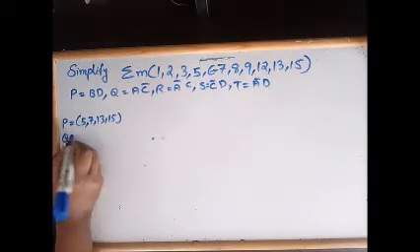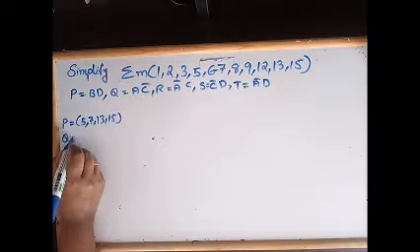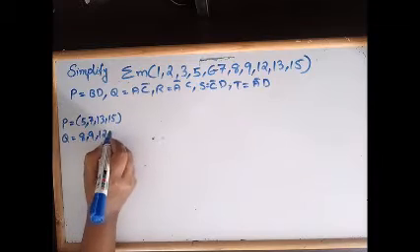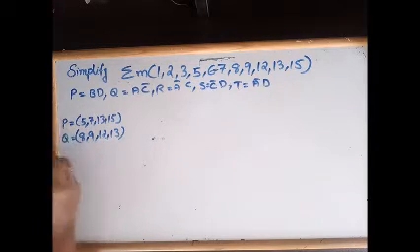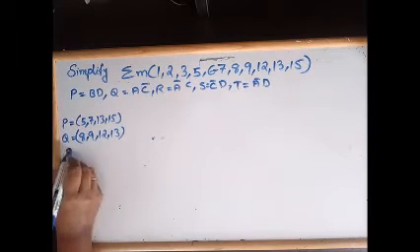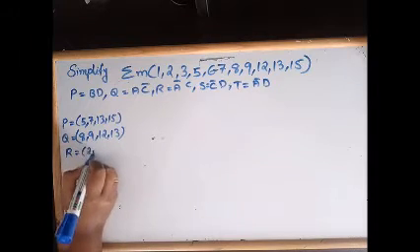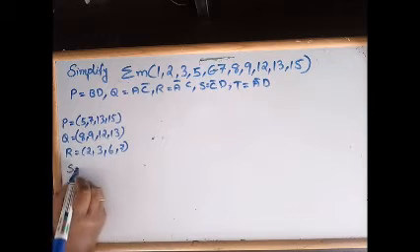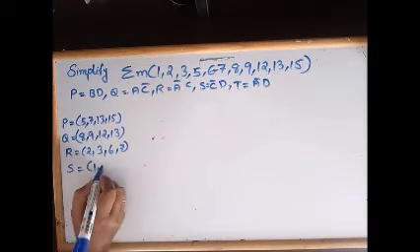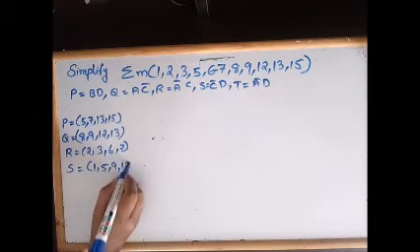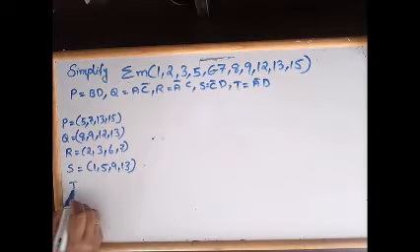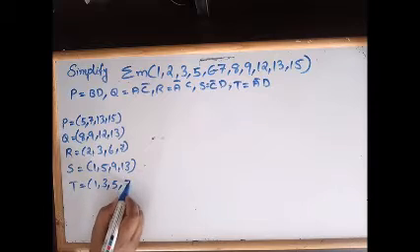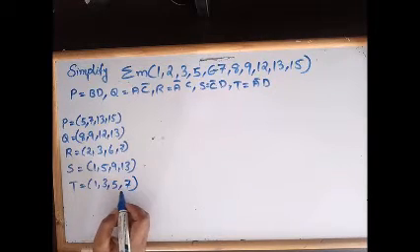Then Q is 8, 9, 12, 13. This is from the previous table. R is actually 2, 3, 6, 7, and S is 1, 5, 9, 13, and T is 1, 3, 5, 7. Right. So these are the prime implicants.